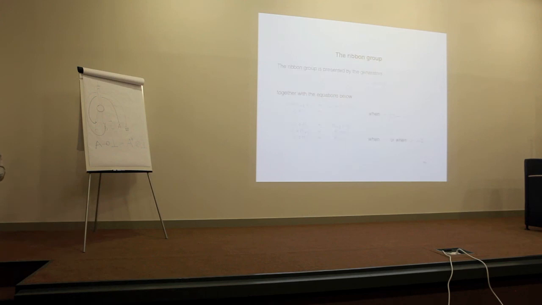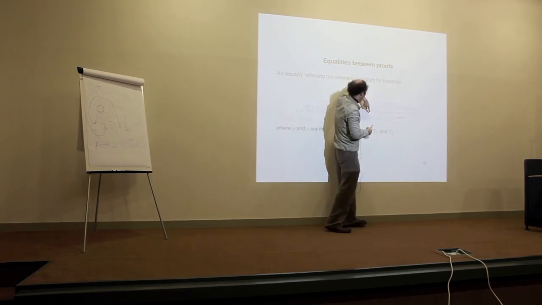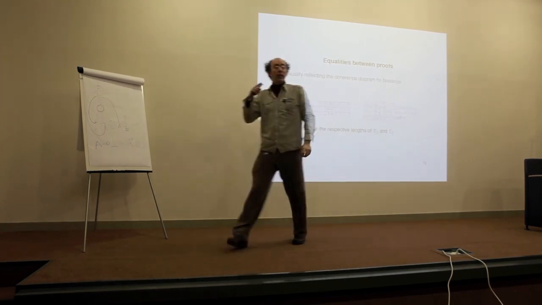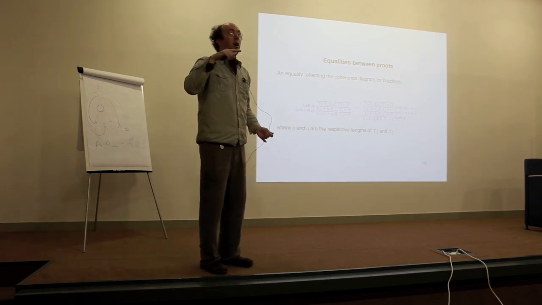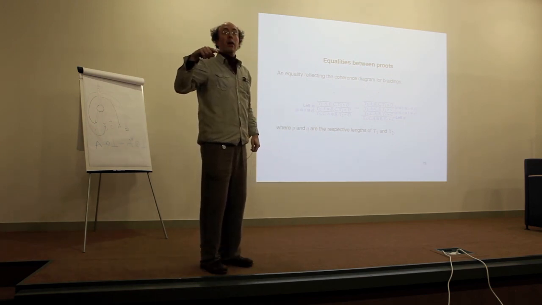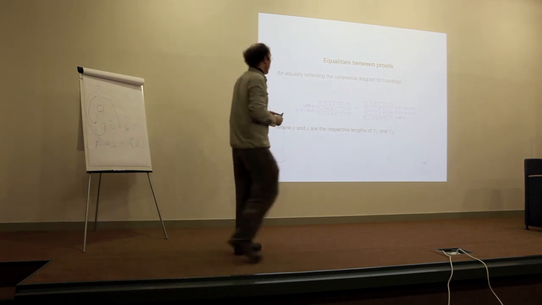And so the ribbon group can be presented. It's very easy. C commutes with A and B in 2 steps. Okay? And this is exactly the definition of a braided monoidal category. Because a braided monoidal category is more than a monoidal category with braiding. In fact, it's kind of a multi-category with braiding. And this is where we see it.